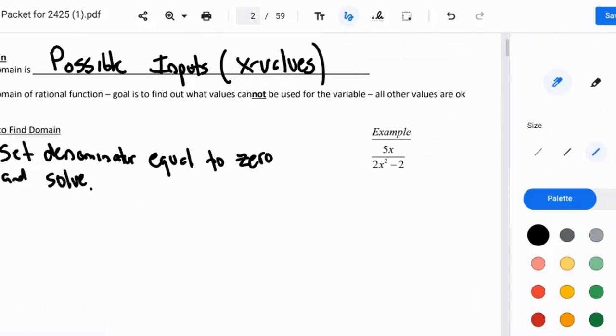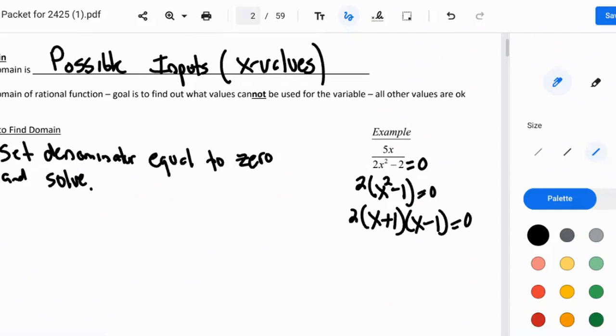So if we set the denominator of this example, 2x squared minus 2, equal to 0, we would pull out a GCF of 2, and then we can factor this x squared minus 1 into the difference of 2 squares. Anything that is its own factor you can make equal to 0 now, so 2 equals 0, x plus 1 equals 0, x minus 1 equals 0. From here, 2 equals 0 does not make sense because there's no variable attached to it. These other ones will give you x equals negative 1 and x equals 1.